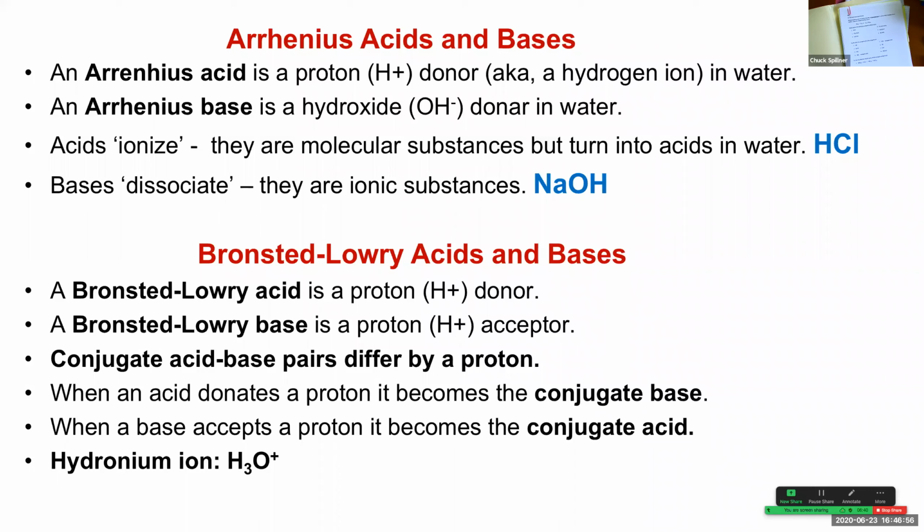And what's an Arrhenius base? It's a substance that produces a hydroxide ion in water. This would be like sodium hydroxide, potassium hydroxide. So compounds that have hydroxide in their name are Arrhenius bases.